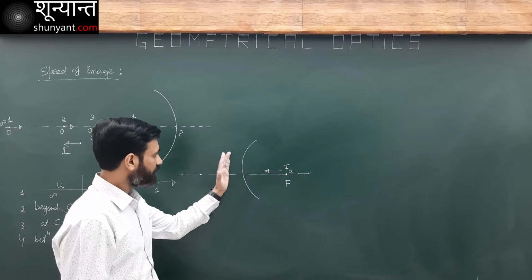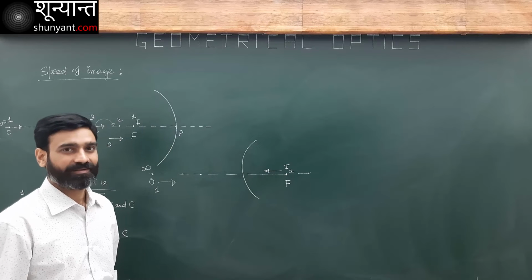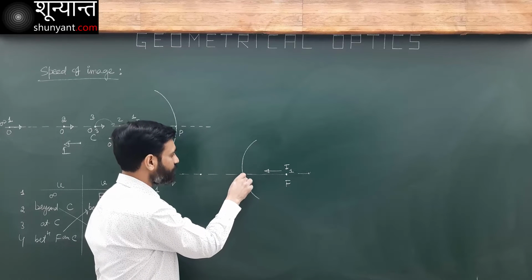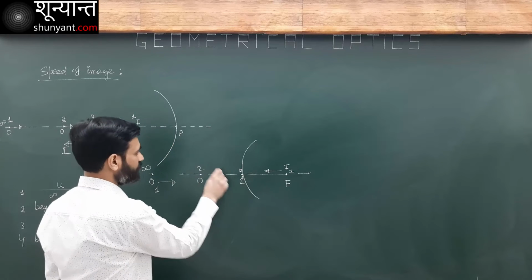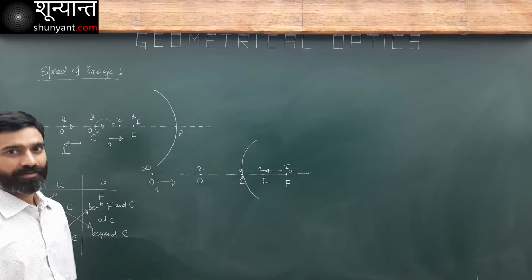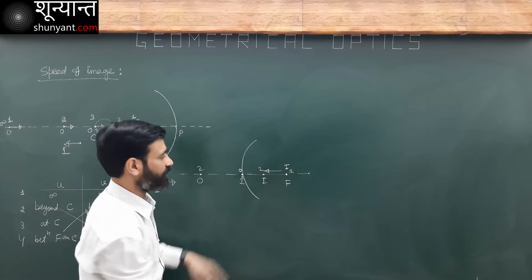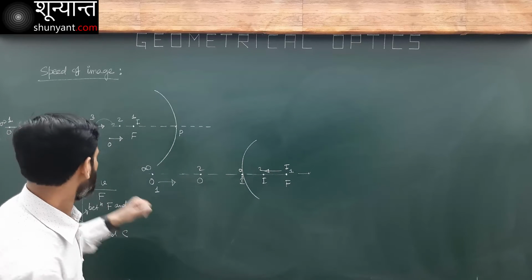Object moves towards the mirror, image is also moving towards the mirror. Okay, and when object reaches the pole, image also reaches the pole. This is object's second position, image will be somewhere here, second position. Object is approaching, image is also approaching, both are approaching, even though they are moving in opposite direction, you see.